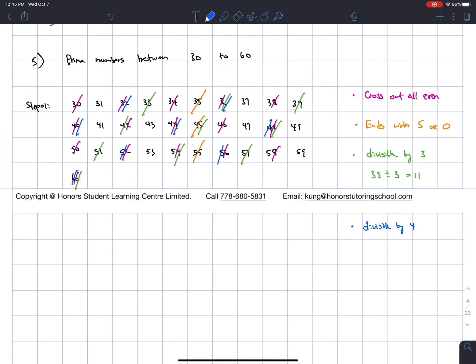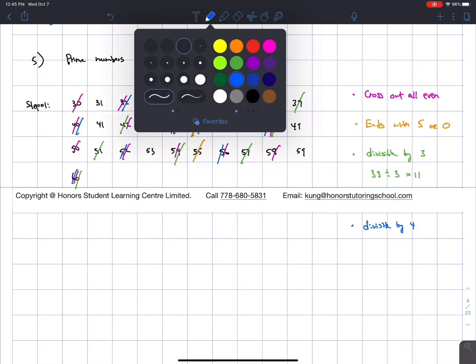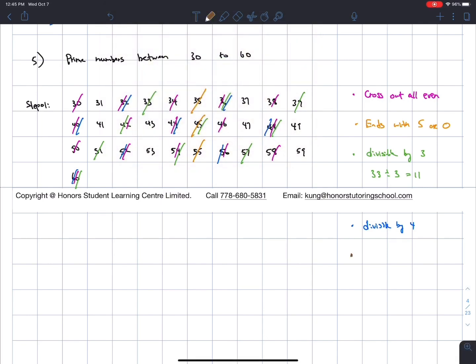We did 5 already. The next one is 6. So I can try divisible by 6. There's a special trick with 6. To be divisible by 6, it will be a number that is divisible by both 2 and 3. So I have pretty much crossed them out already.